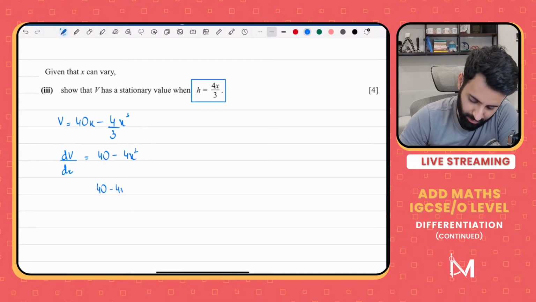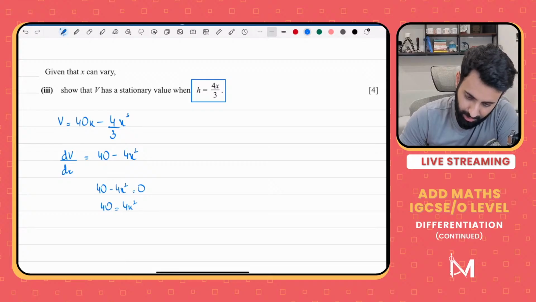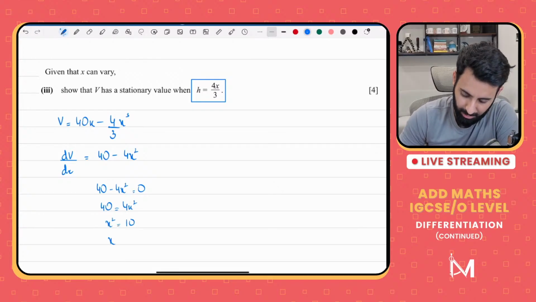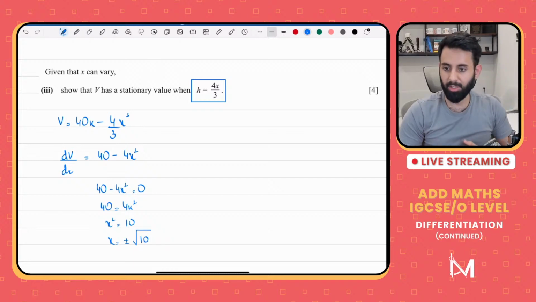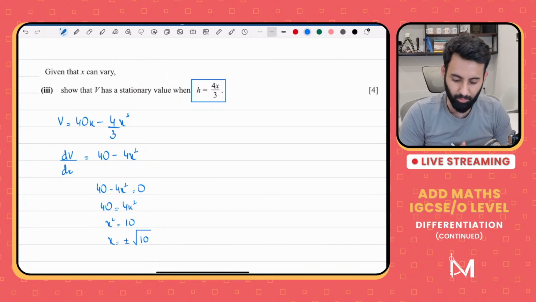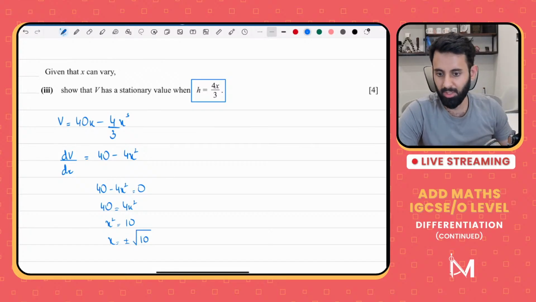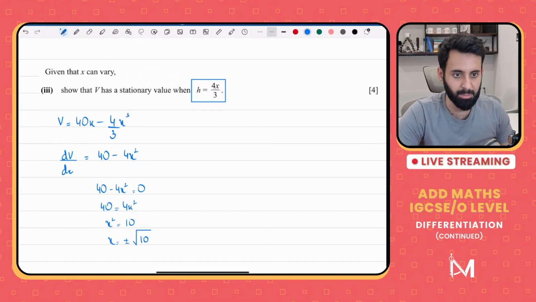So 40 minus 4x square equals 0. That means 40 is equal to 4x square, which means x square is equal to 40 upon 4, which is equal to 10. That means x is equal to plus minus root 10. So this is the value of x when v is stationary, but that doesn't answer the question.